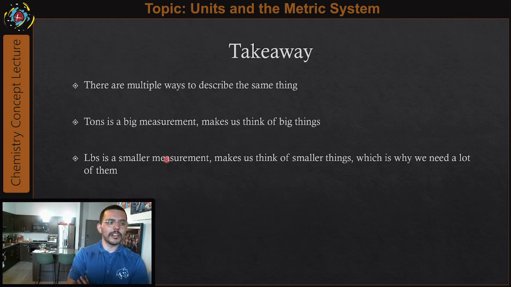The takeaway here is that there are multiple ways to describe the same thing. Tons is a big measurement and it makes us think of big things. Pounds is a smaller measurement, which makes us think of smaller things, which is why we need a lot of them. If you told me that it's 5,000 pounds, I know that I weigh about 200. So in order for there to be 1,000 pounds, there would need to be 5 of me.